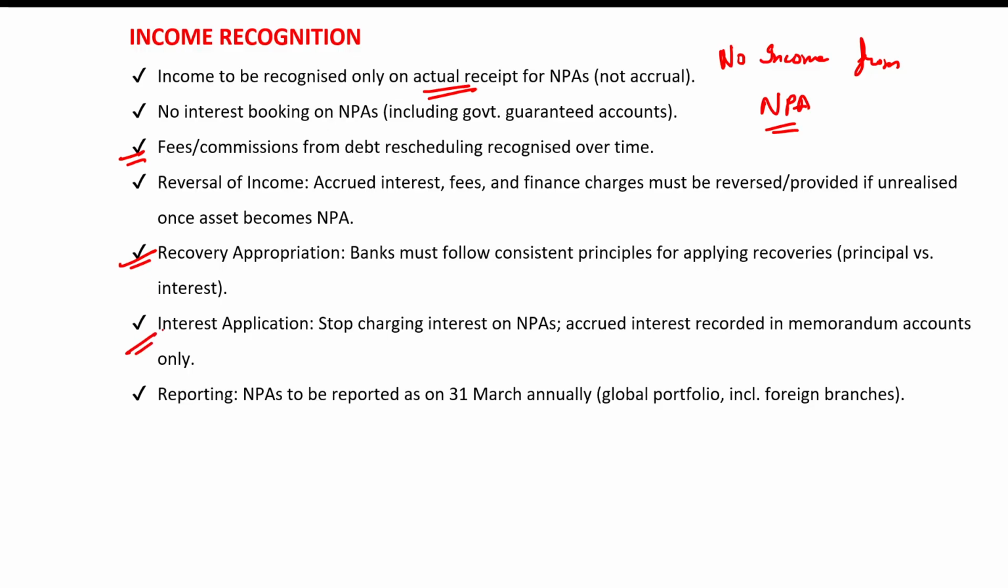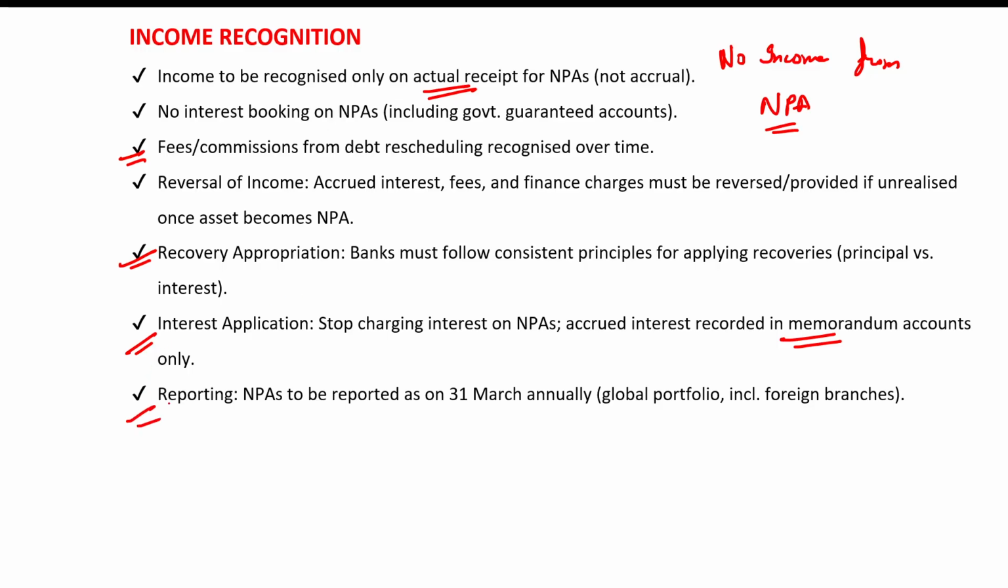Interest application. Once an account becomes a non-performing asset, the bank must reverse unpaid interest already charged to the borrower. No fresh interest should be applied. However, banks can keep track of such interest in a memorandum account just for record keeping and not for profit calculation. For calculating total advances, such interest is not included.